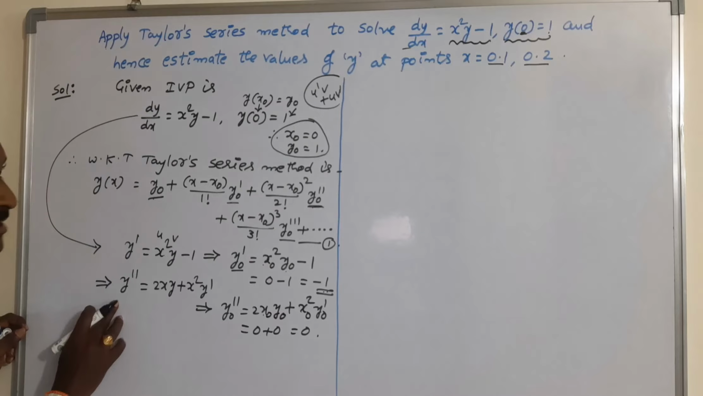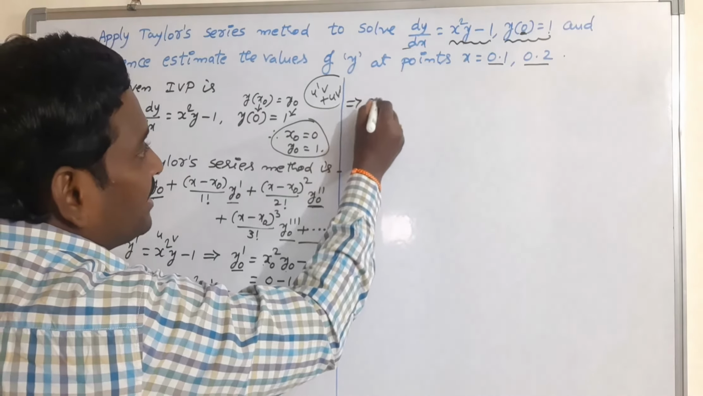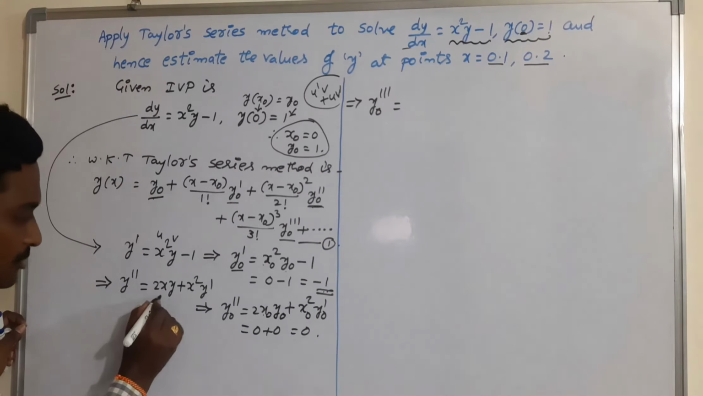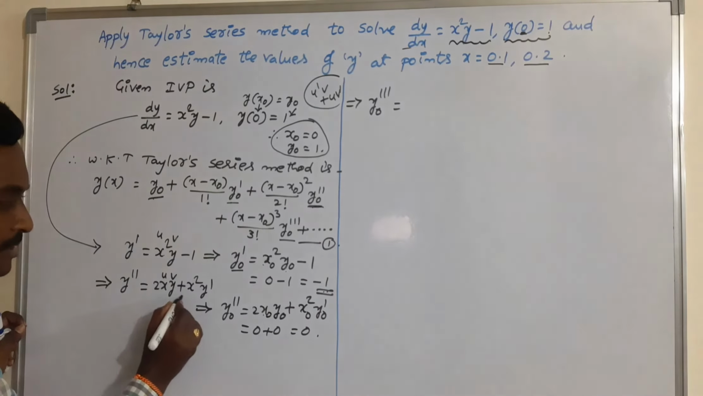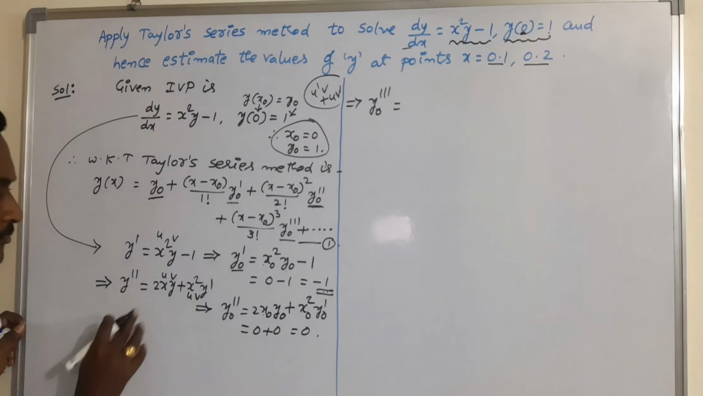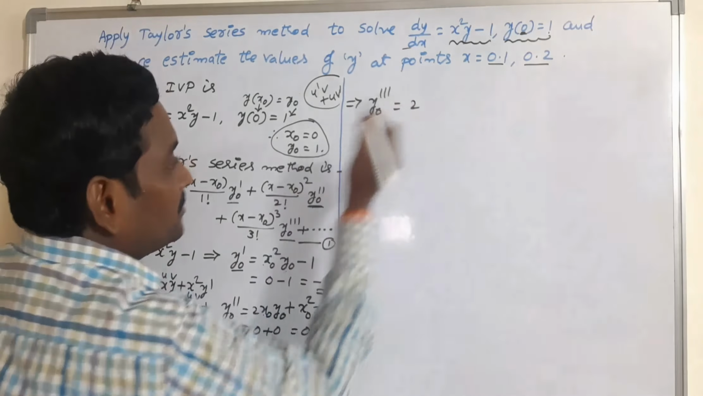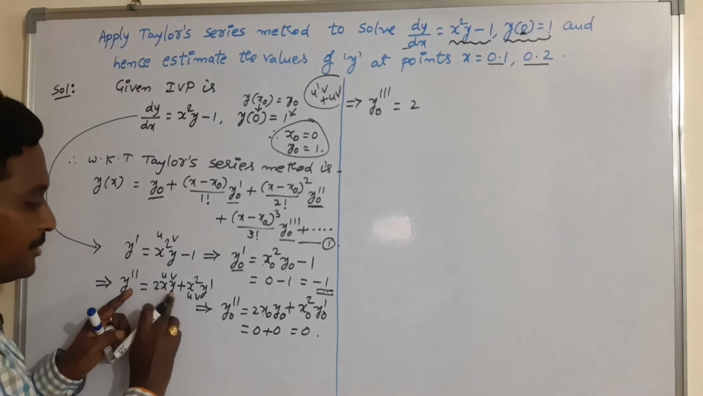Okay. Now I will find out another derivative here, y naught triple dash. So here also we have to apply the UV rule. In the second part also you have to apply the UV rule. 2 times of xy. So derivative of x is 1. 1 into y is y.